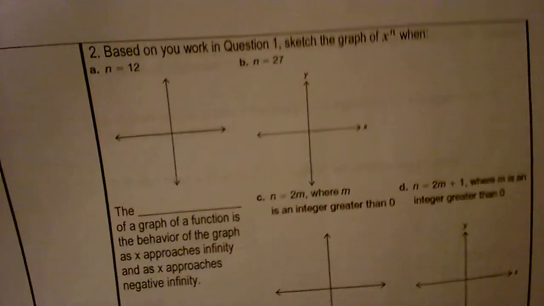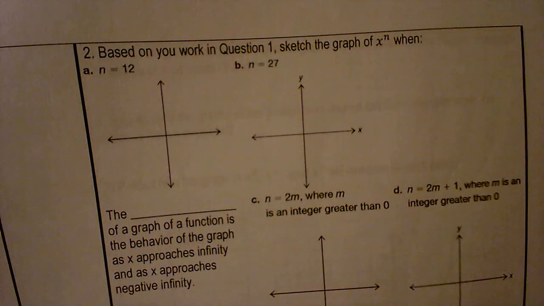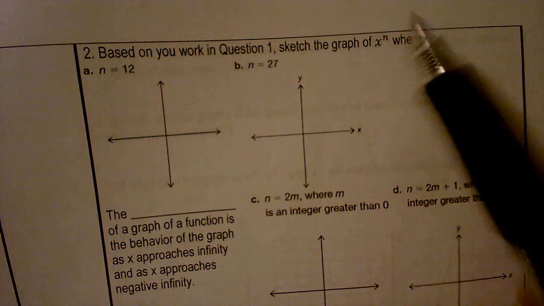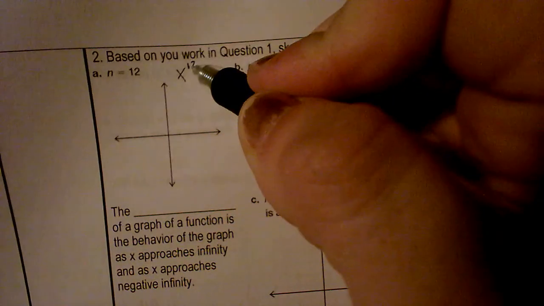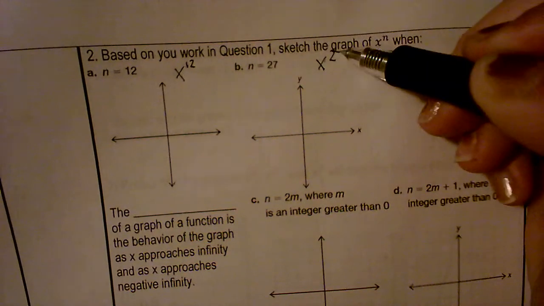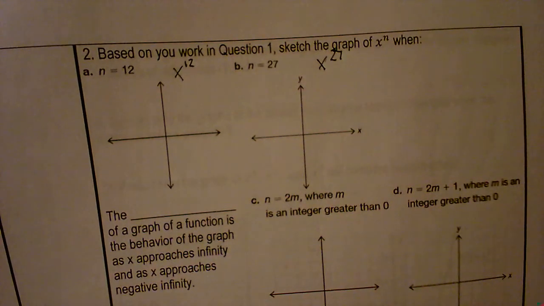To question 2, A and B. Go ahead and try this one, then check with somebody around you for what they got. Based on what we did in that last problem, sketch x to the n when n is 12. So you're sketching x to the 12th power. And here you're sketching x to the 27th power. Go ahead and do that and then check with somebody around you. Make sure that we're in agreement there.